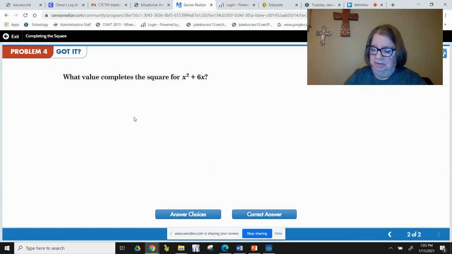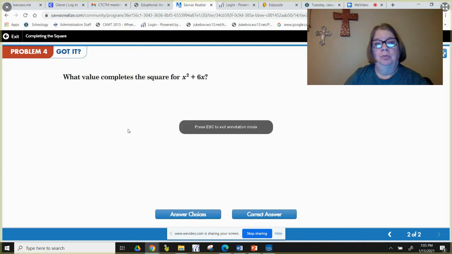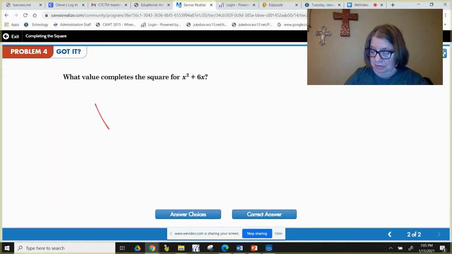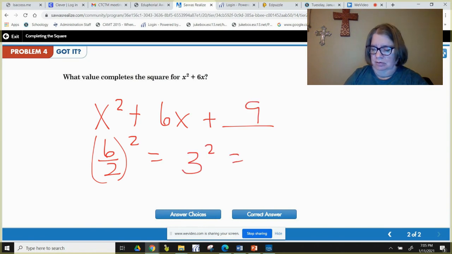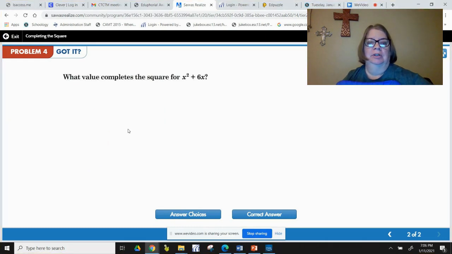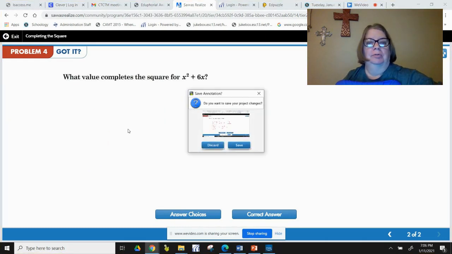What about this one? x squared plus 6x. If I wanted to make that a perfect square so that I could factor it, or we're also going to use complete the square for something else too. I'm going to take that 6 divided by 2, your middle term divided by 2, and square it. That's the method of complete the square, is to take the middle term, half it, and square it.